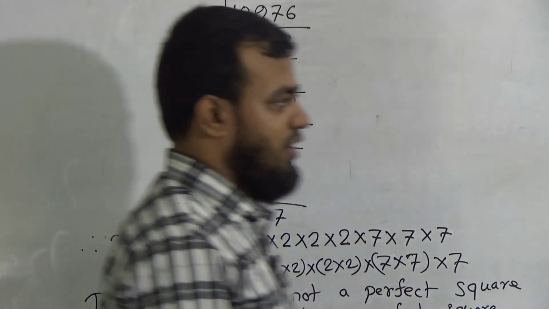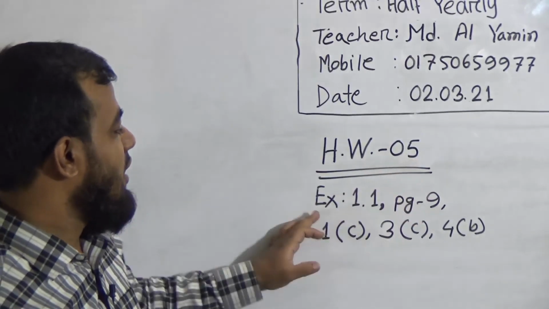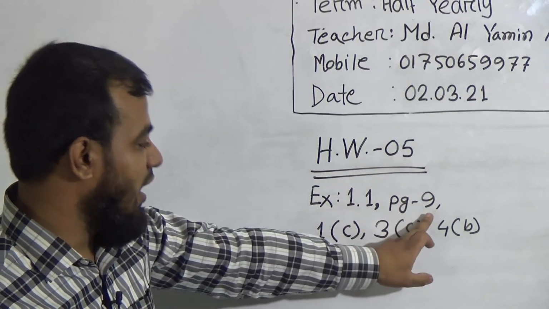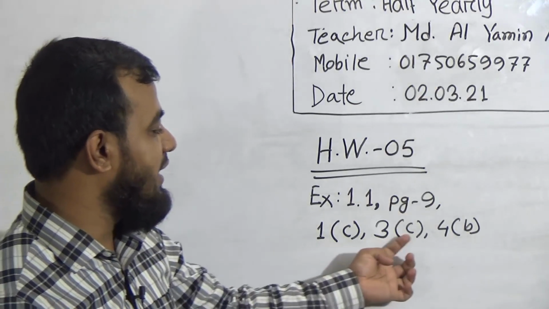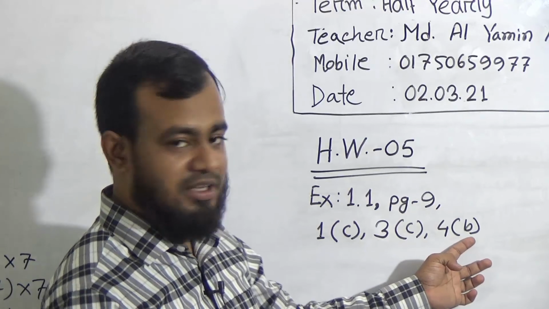Now you have a homework, my dear students. Your homework number is 5. Please mention that one in your ESW copy. In exercise 1.1 page number 9, you should solve question number 1 activity C, question number 3 activity C, and question number 4 activity B.